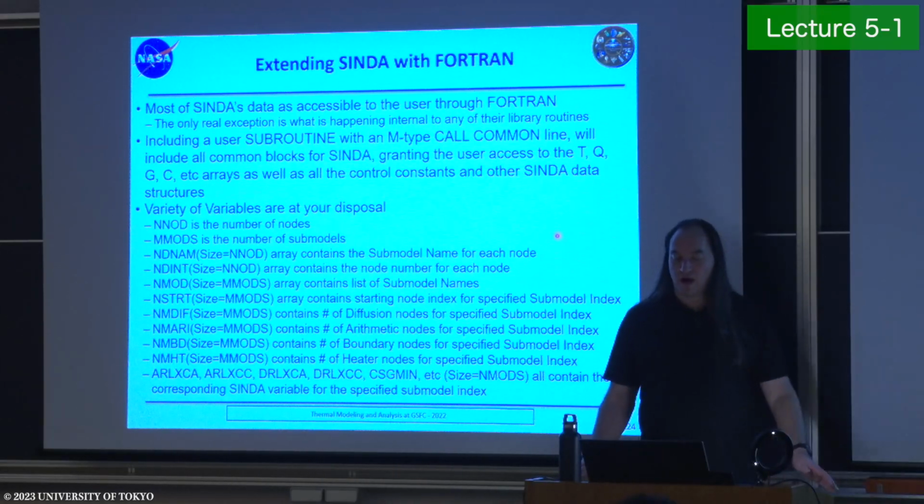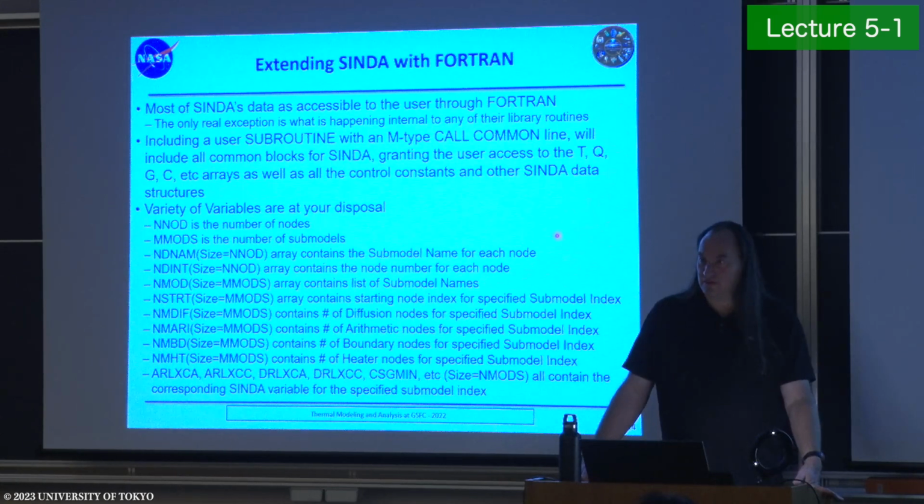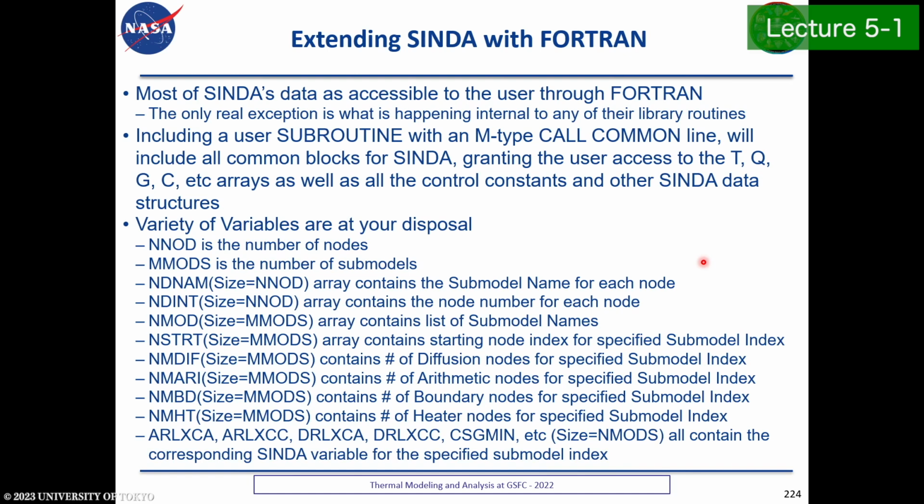All right, so most of Cinda's data, all those T's and Q's and C's and G's, is accessible through Fortran. The only real exception is you can't figure out exactly what's happening internal to any of their library routines. So once you go into a library routine, like let's say you're calling the heat pipe routine, you can't do anything or change anything with what's inside there. It's a black box. It's got ins and outs, and that's all you can do. But outside of that, you can have these things.